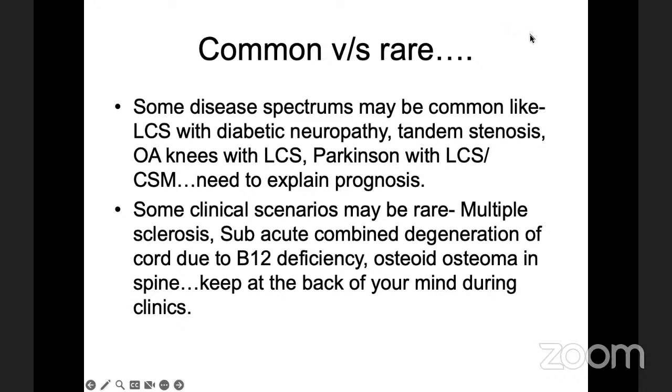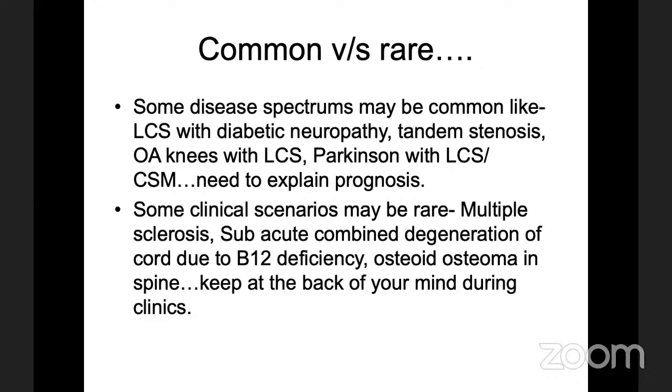The other entity is the common problems that we see in our practice and the rarer ones. Severity is one component to distinguish; the other component is the commonness of the etiology. Combinations like lumbar canal stenosis and diabetic neuropathy, or tandem stenosis, or osteoarthritis with lumbar canal stenosis, or Parkinson's with lumbar canal stenosis are common, and we'll see them much more in our clinical practice. But the prognosis needs to be explained, because here there is a chance that you're going to need surgery, and the patient needs to be told what's going to get better and what's not going to get better.